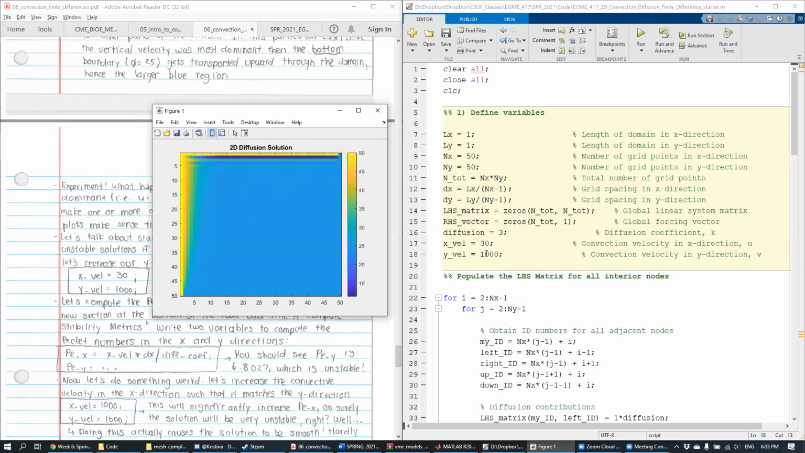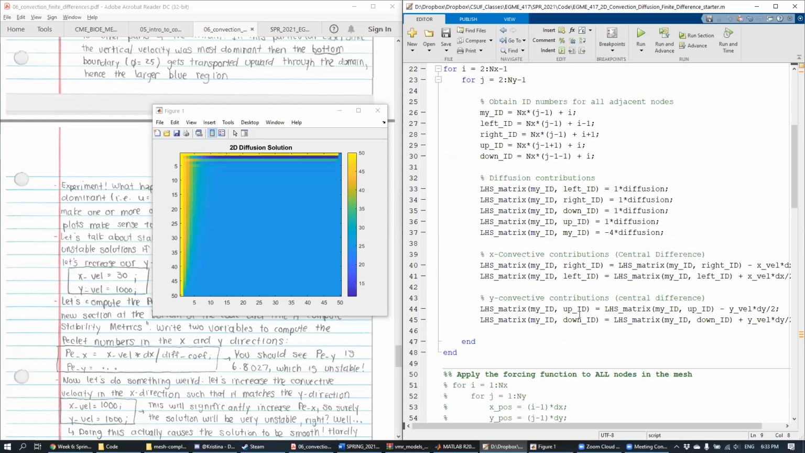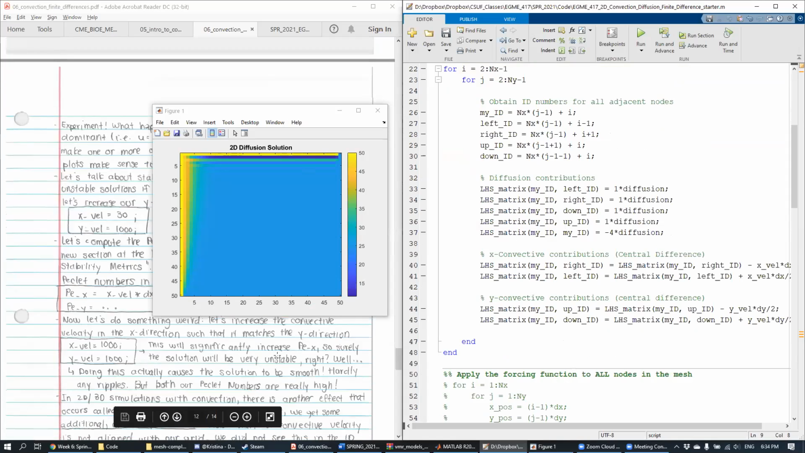So if we do want to run a simulation with the y velocity at 1,000, we either have to make sure that the grids are fine enough. So we might do 500 by 500. Don't actually do that because it might crash your computer. But that's one thing you can try. Another thing you can do is, instead of using a central difference scheme here, use either a forward difference or, in this case, a backward difference to make sure that you have a stable solution.